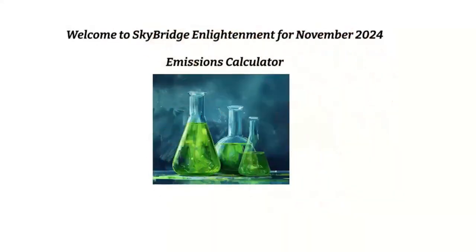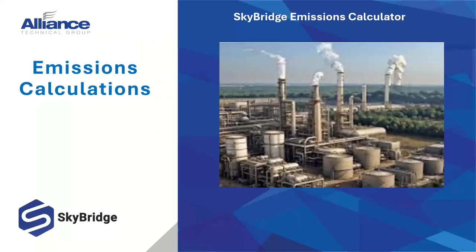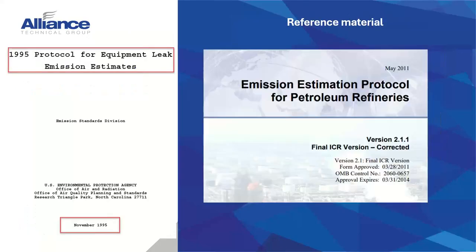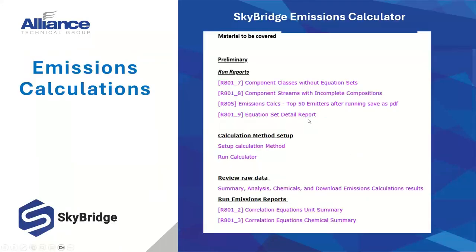So go ahead and welcome you to the class again. We're going to talk about the emissions calculator and how to set it up. The reference material that we're getting this information from, that we're putting in the SkyBridge, is from the 1995 protocol, as well as the 2011 addendum to that 1995 protocol. Things that we're going to cover: component classes, some reports that we can run preliminary here, the calculation method, and look at the raw data, and also some reports that we generate after the calculations, to see the results.